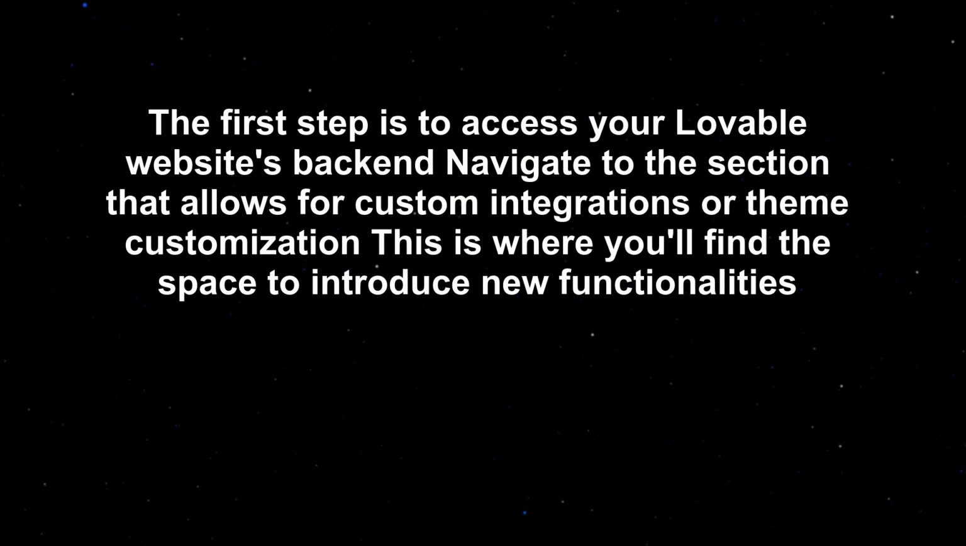The first step is to access your Lovable website's backend. Navigate to the section that allows for custom integrations or theme customization. This is where you'll find the space to introduce new functionalities.